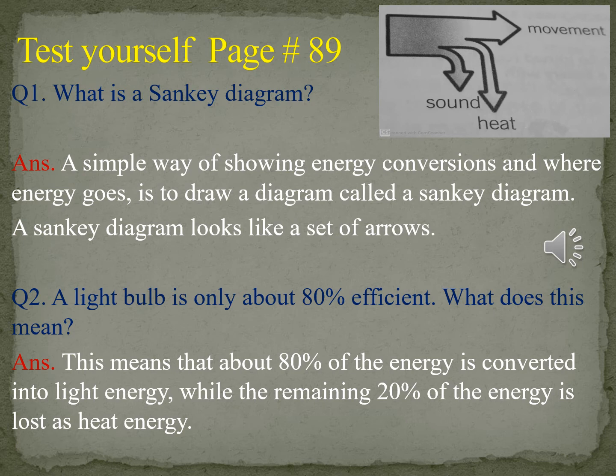Question number 2. A light bulb is only about 80% efficient. What does this mean? Its answer is, this means that about 80% of the energy is converted into light energy while the remaining 20% of the energy is lost as heat energy.